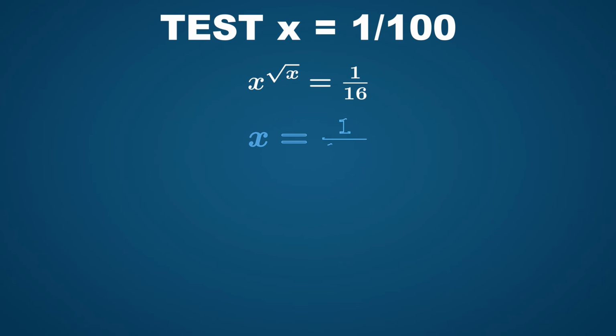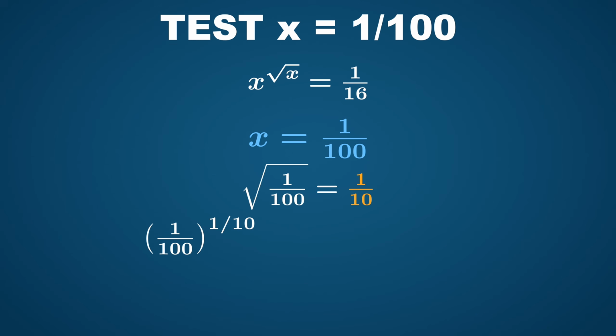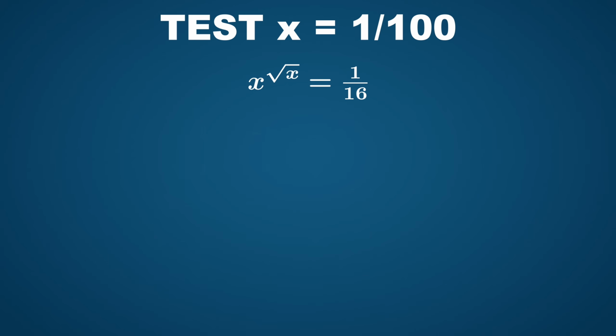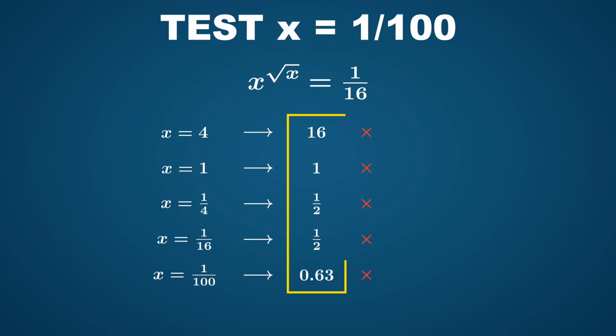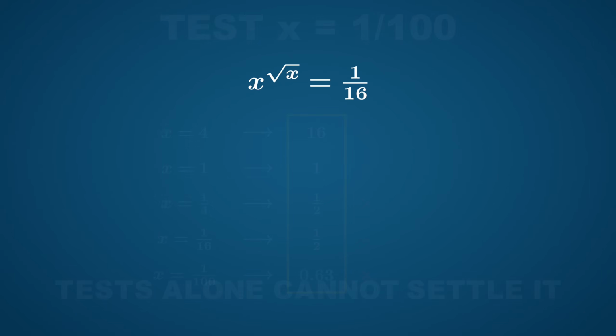We go smaller still and test x equal to 1 over 100. Its square root is 1/10, so we need 1/100 to the 1/10. That equals 10 to the power minus 1/5, about 0.63. Making x tiny did not make the output tiny, it drifted upward instead. Each test lands around 1/2 or above, never close to 1/16. The outputs refuse to drop, but tests alone do not settle an equation.